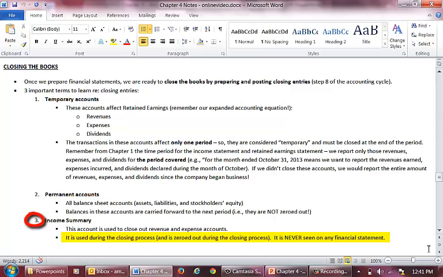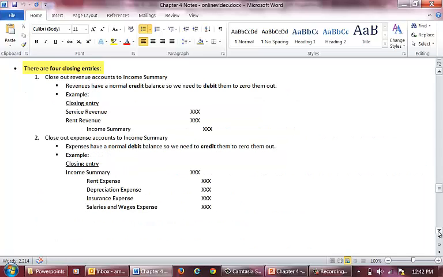It is never seen on any financial statement. Now let's learn our closing entries. There are 4 closing entries that we must learn. The first closing entry involves closing out revenue accounts to income summary.